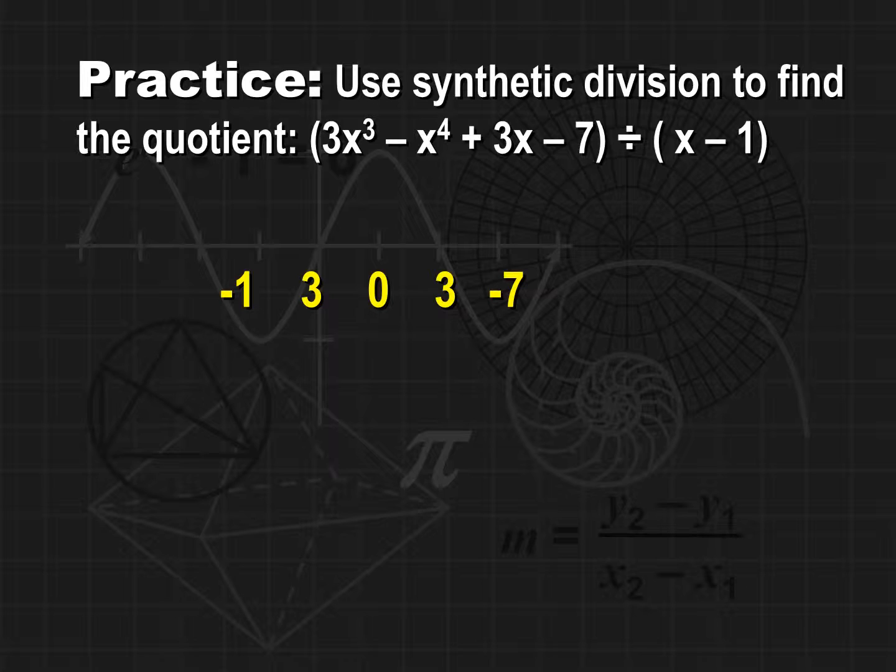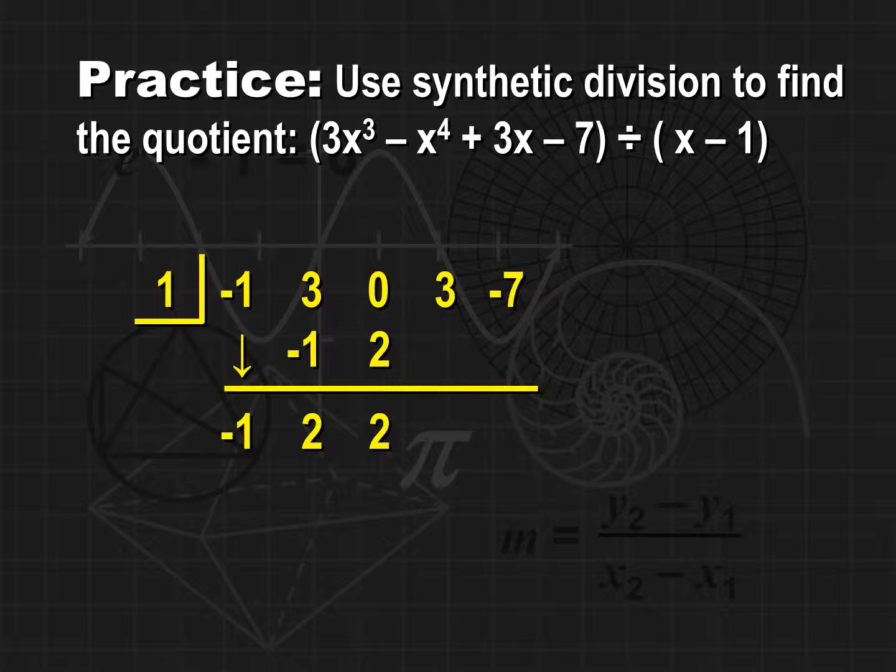So we already are in x minus a position, which means our a value is 1. So now we're going to use synthetic division. Remember, you always pull down your first term, and then you multiply. 1 times negative 1 is negative 1. 3 plus negative 1 is 2. 1 times 2 is 2.